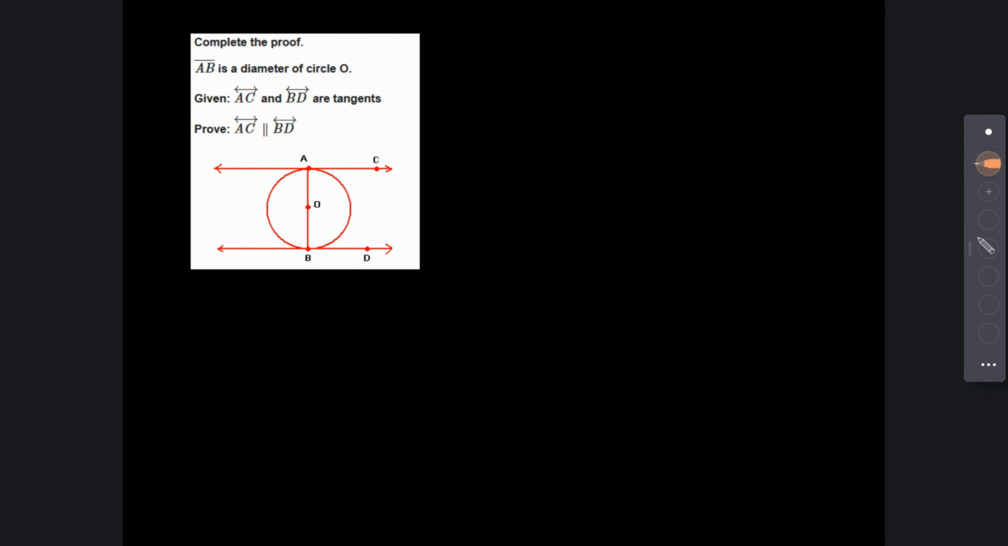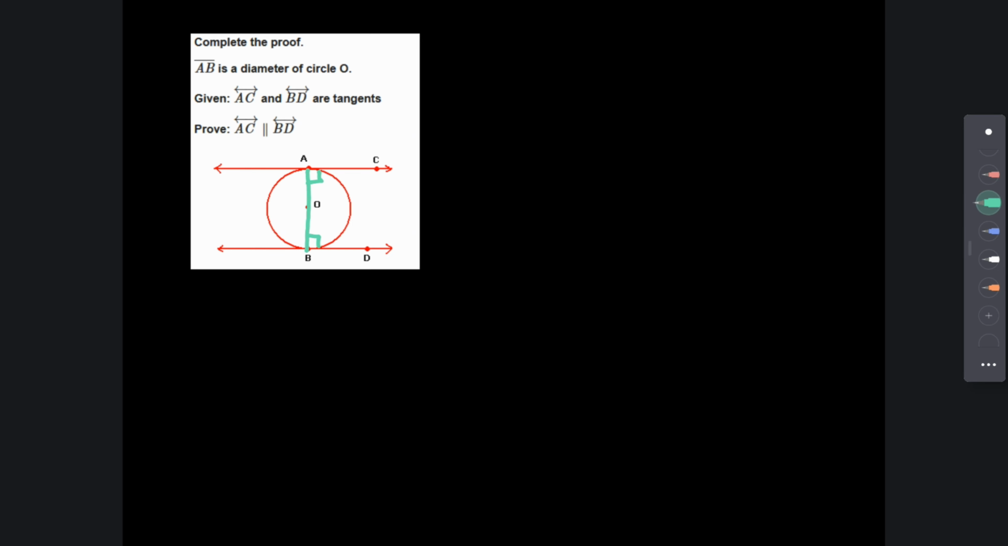So it says complete the proof. AB is a diameter, so this here is a diameter of circle O. Given line AC and line BD are tangents, prove that AC and BD are parallel. Well, if we make a plan for this first, we know that this is a diameter, and we know that at the point of tangency, we always have a 90-degree angle, right? So this works for both.